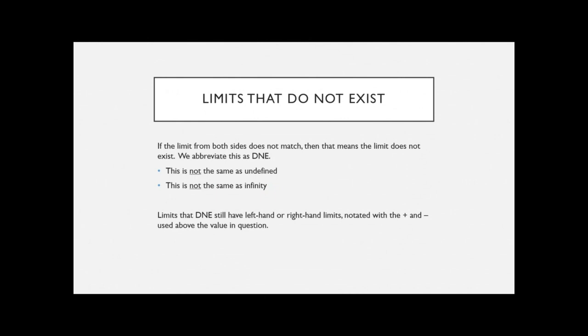So this is just recapping. If both sides don't match, it's DNE. Now, this is a very common thing, I see a lot of people just write undefined. That is not the same thing. Limits are never undefined. There is always a limit, except for if it does not exist. But it's not going to be undefined. So you don't want to write undefined, and you also don't want to write infinity or negative infinity because those are not the same thing. You have to write DNE for does not exist. That's the specific terminology here.